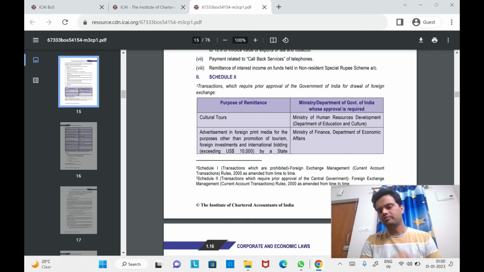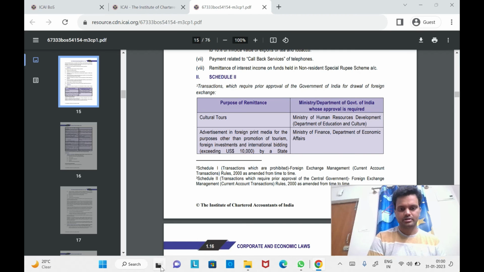So in my view, you need not remember any ministry. You can just mention it as central government. Everything comes under the central government. You need not remember by heart all these ministries because the institute is also following the same thing. They are just mentioning the central government approval only in their RTP and all other answer sheets. So you can just mention central government approval. That's all I have.